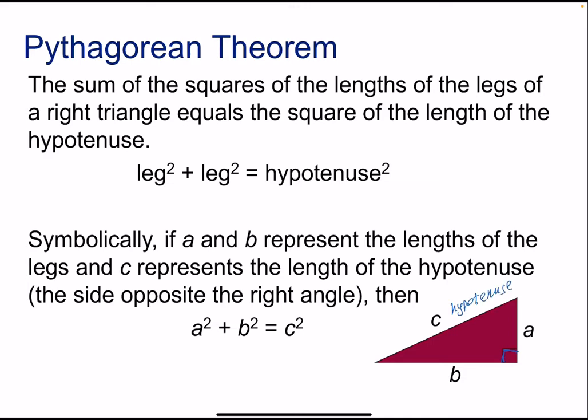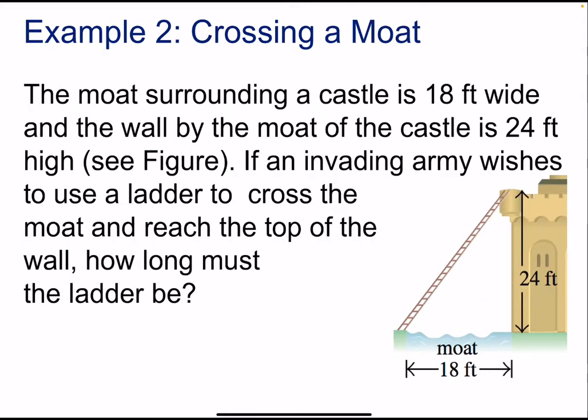And the a and b are sometimes called the legs. The a and b are the two sides of the right angle, and a squared plus b squared equals c squared. This is a very useful and actually very fundamental mathematical formula.